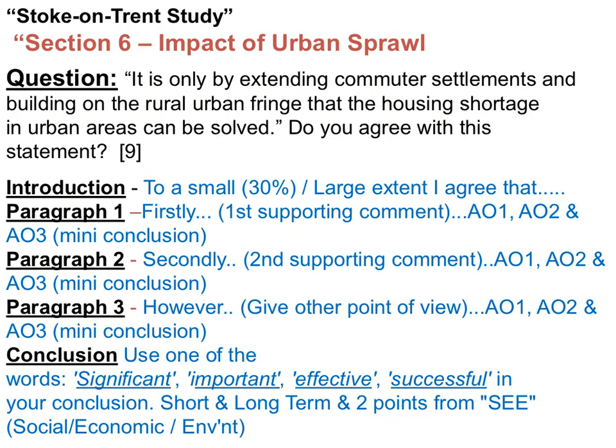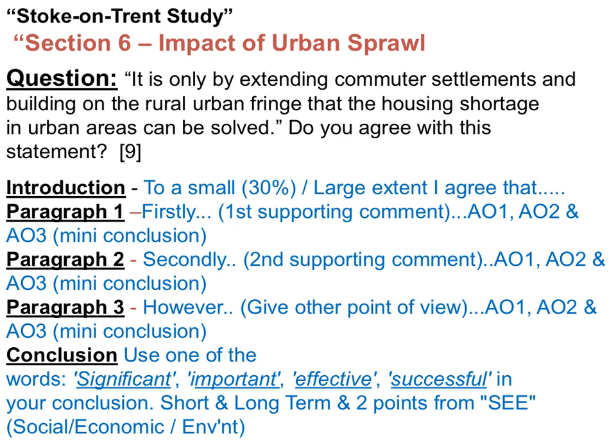So back to the question. It is only by extending commuter settlements and building on the rural-urban fringe that the housing shortage in urban areas can be solved. Do you agree with this statement? You're going to do an introduction, so to a small extent I think that, or to a large extent I think that. You decide how you want to structure that, but put a percentage in there. That will really help to focus your answer.